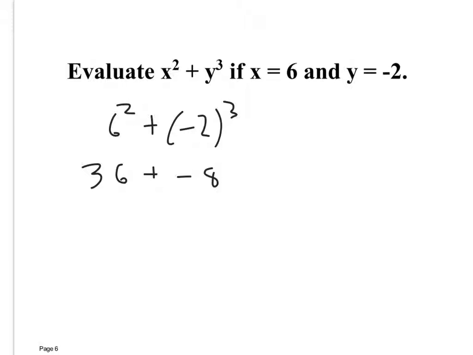And then I just do 2 times 2 times 2, which 2 times 2 is 4, so 4 times 2 is 8. Now, some people don't do it that way. They figure it out at the end, so they do negative 2 times negative 2, which is 4. 4 times negative 2 is negative 8. So either way, it doesn't matter, as long as you get negative 8. 36 plus negative 8 is what? 28. Thank you. Any questions?